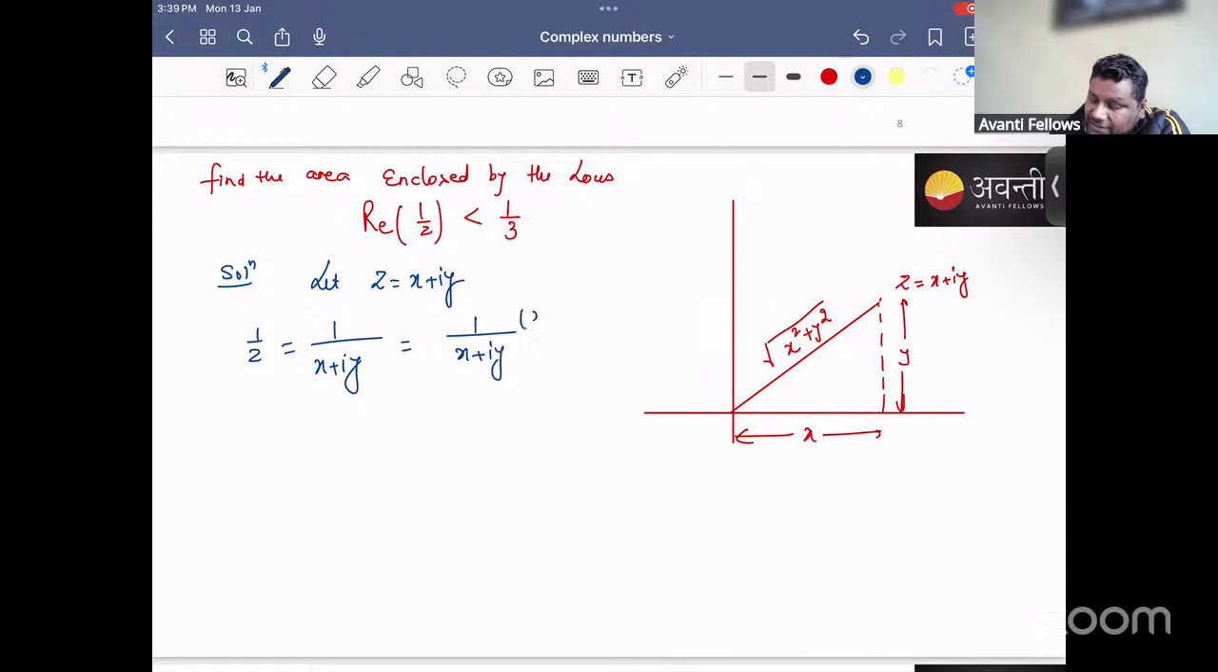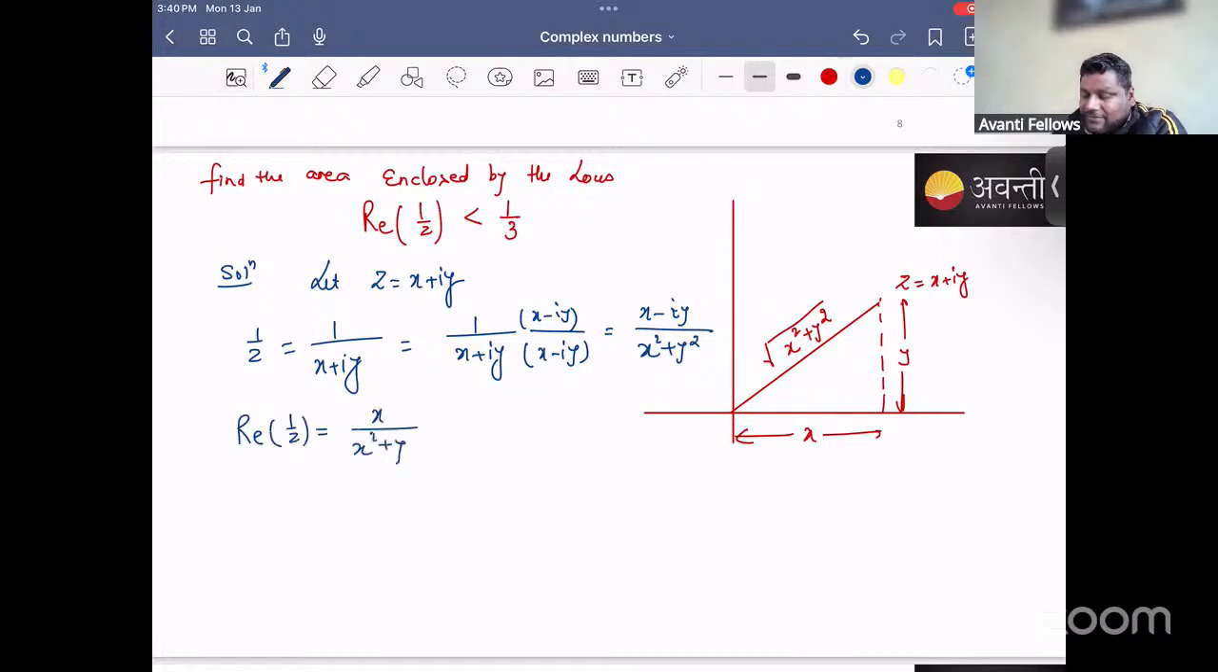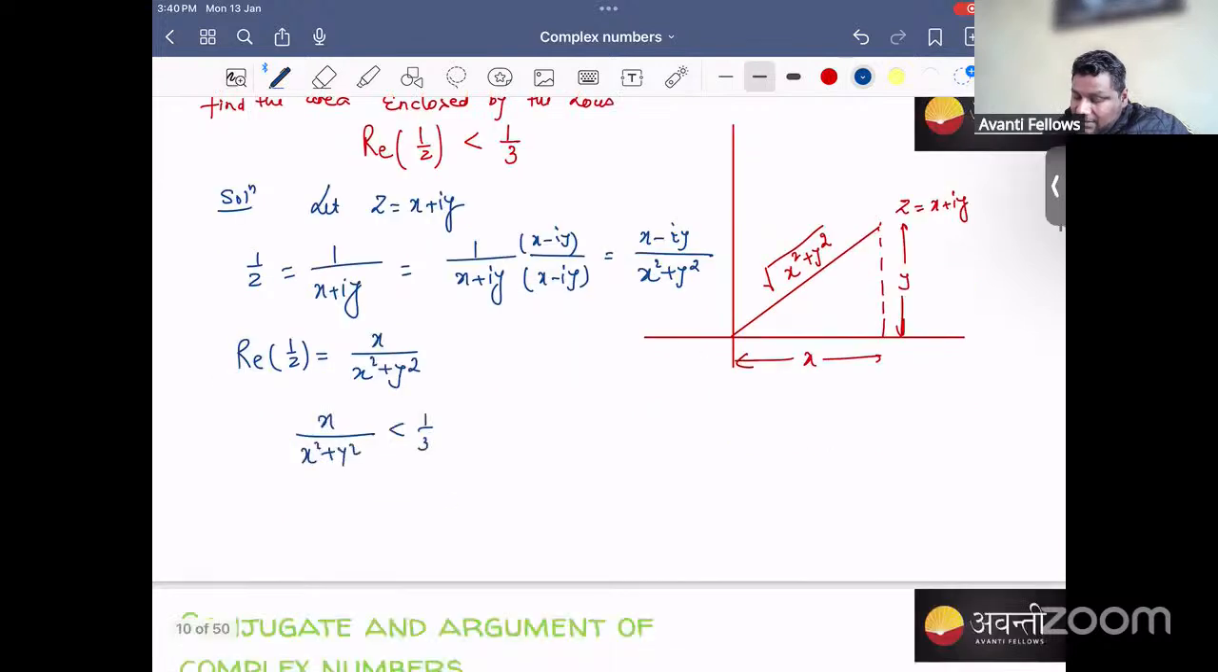Now you rationalize it, you multiply and divide by x minus iota y. So it becomes x minus iota y upon x square plus y square. So the real part of 1 by z is what? x upon x square plus y square. Understood? So what they are saying, x upon x square plus y square is less than 1 by 3. That is, x square plus y square is more than 3x. So it can be written as x square minus 3x plus y square greater than 0.